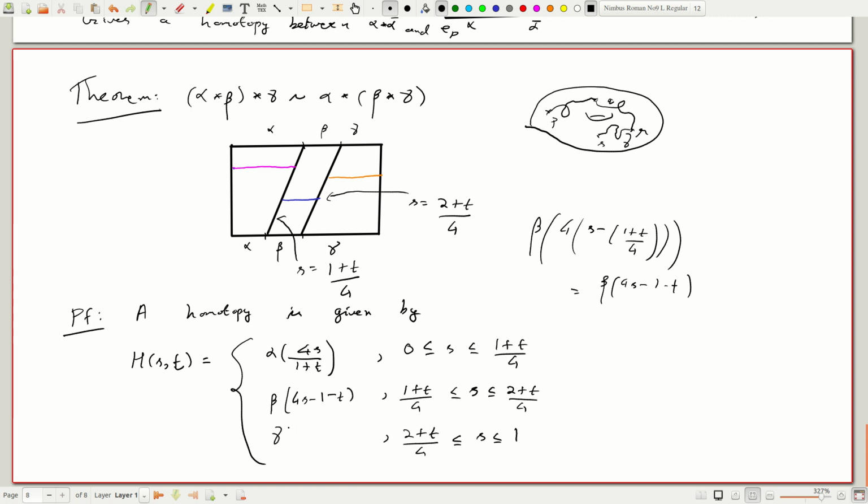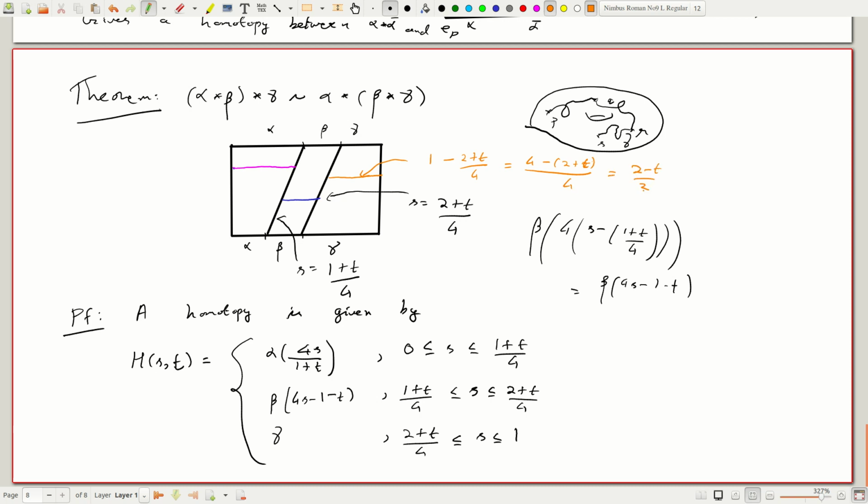Gamma is the worst case because it has both a speed and an offset. The speed is the length of this interval, which we have not yet calculated. So what is the length of this orange piece here? Let's look at its length. This is going to be 1 minus the left end point, and the left end point is (2+t)/4, which gives (4 − 2 − t)/4, which is (2−t)/4.